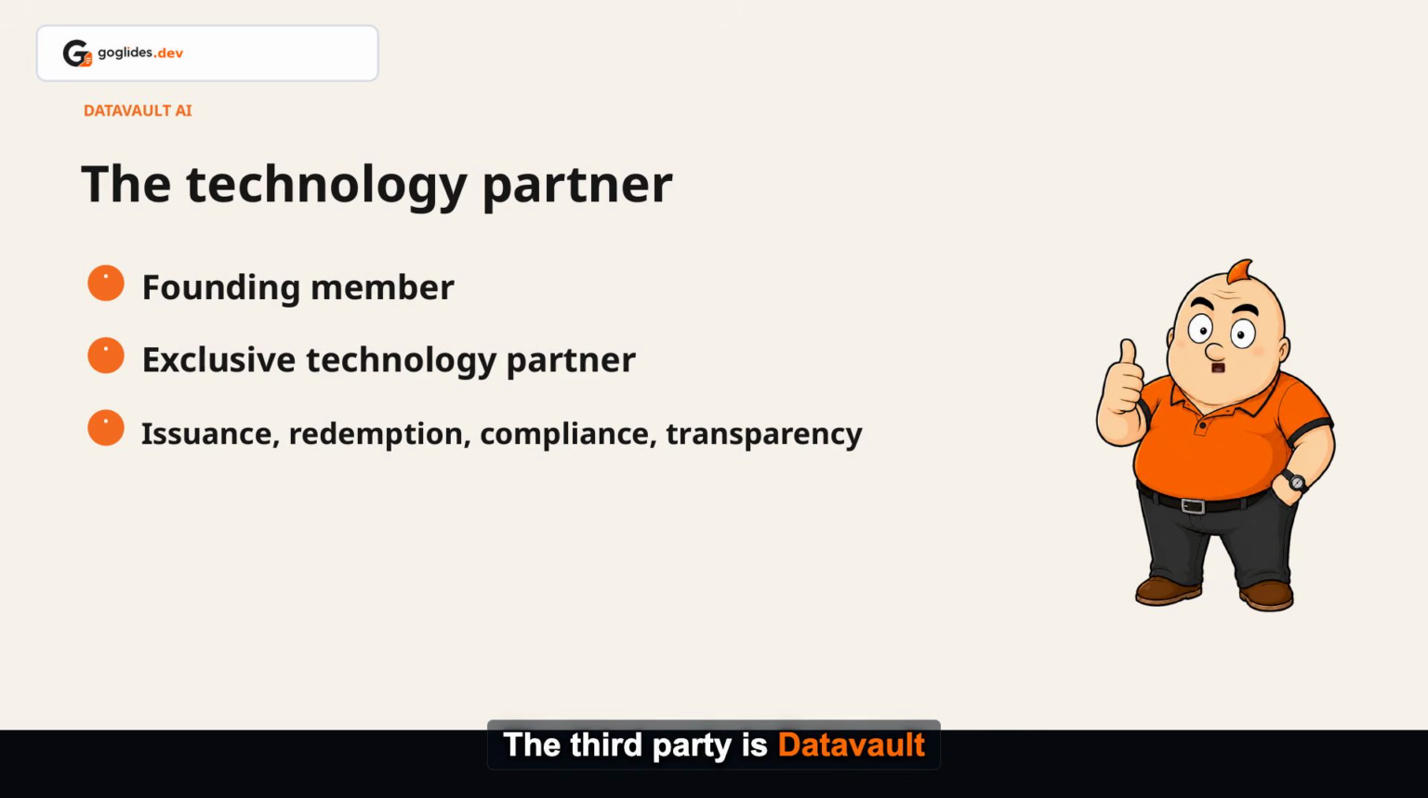The third party is Datavault AI. Datavault is the publicly traded technology company inside the joint venture. The signed agreement describes DVLT as a founding member and the exclusive technology partner. Its platforms are expected to support MUSD issuance, redemption, compliance, and on-chain transparency.